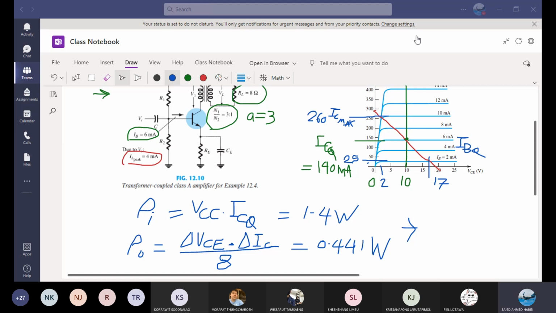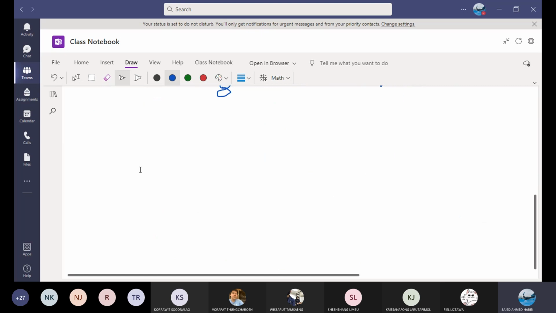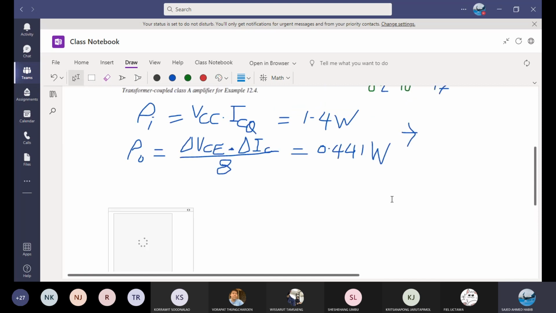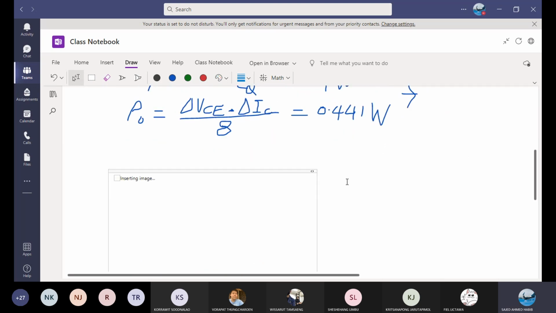Now I'll switch. No, we don't switch the screen. We just copy paste, right? Right here. I'm gonna paste here. So it is pasting. Just remember what I wrote. I wrote 17 and I wrote 2. IC max, I wrote 260. IC minimum, I wrote 25. This is what my eye sees.